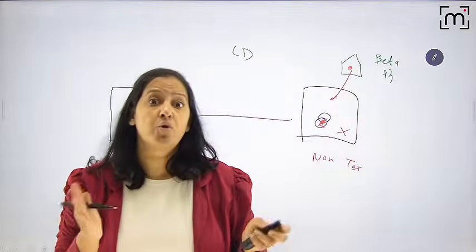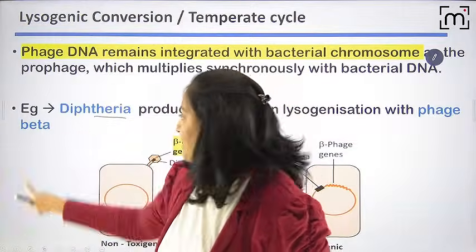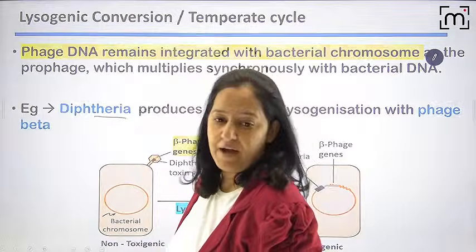So if you want to convert a non-toxigenic diphtheria to toxigenic diphtheria, it is via lysogenic conversion. That is the best example over here. You can see the diagram. I hope you got it.